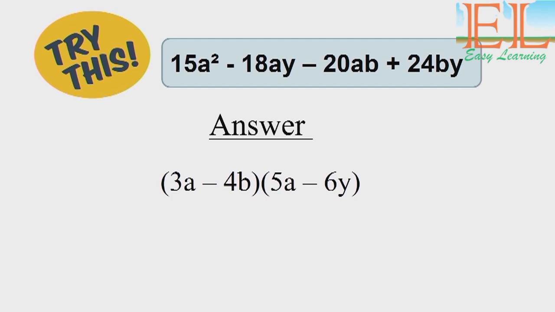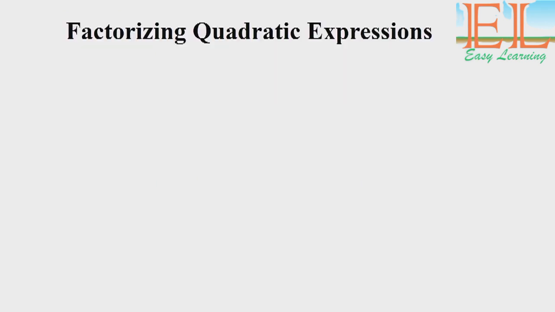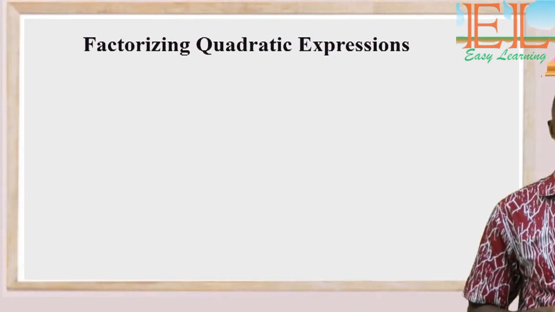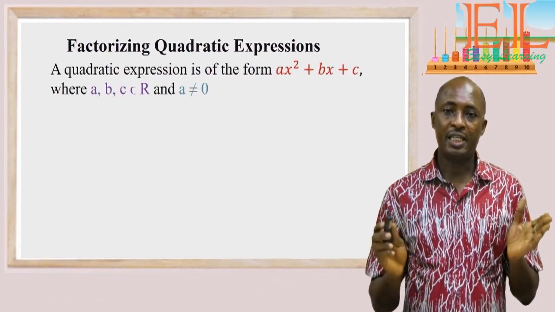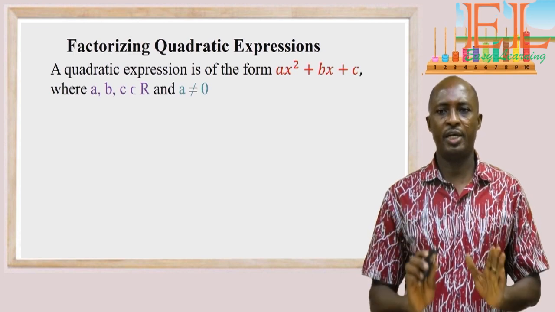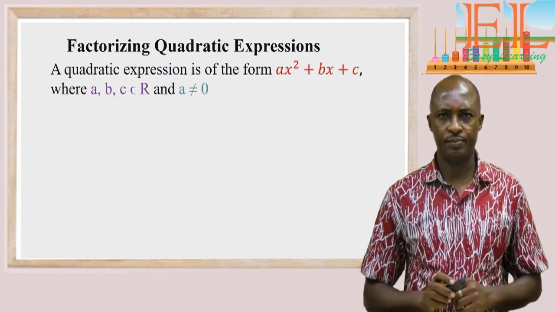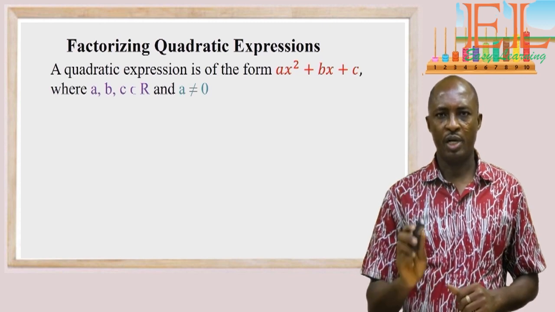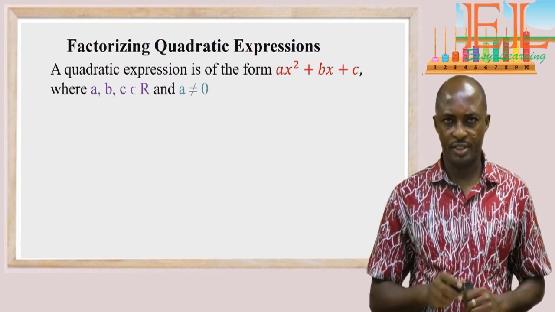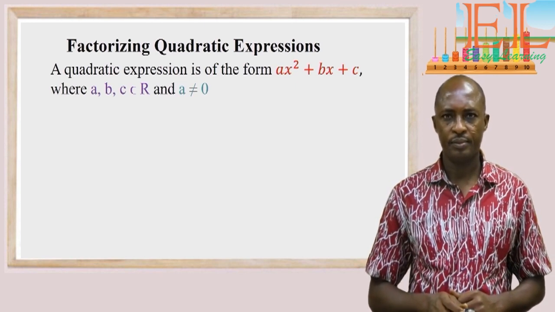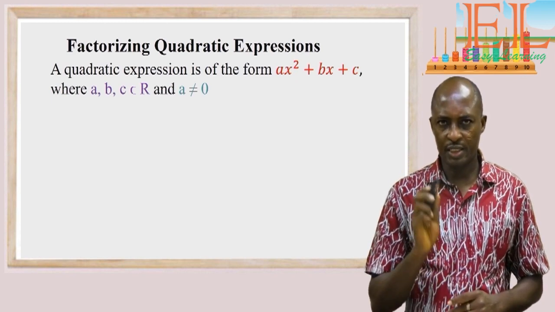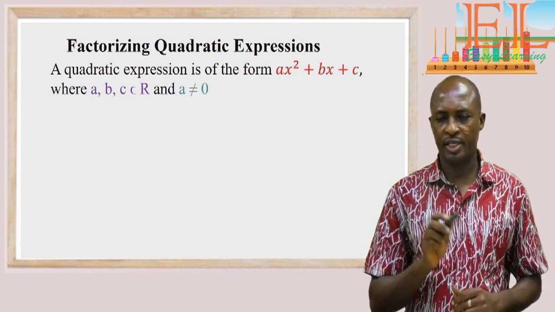Now let's look at how we factorize quadratic expressions. I know you know what a quadratic expression is. A quadratic expression is any expression of the form ax squared plus bx plus c, where a, b, and c are real numbers, and a is not equal to 0. Immediately a is equal to 0, it is no more quadratic.